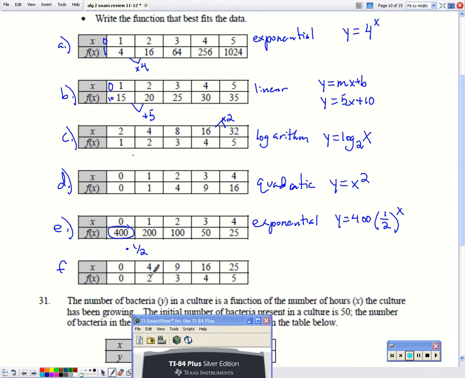All right, and the last one for 32, letter F. Here we've got, once again, this weird pattern. Well, it's not a multiplication pattern on the x's. My first thought was maybe it was logarithmic, but it's not logarithmic. Then I noticed that I've got 4 matches with 2, 9 matches with 3, 16 matches with 4. What we have here is a radical function because what is the square root of 4? 2. What is the square root of 9? 3. So here we have y equals the square root of x.